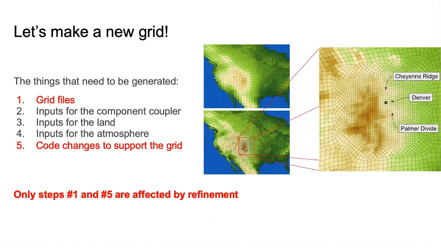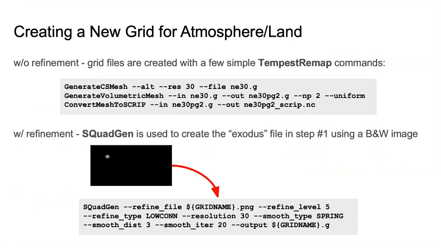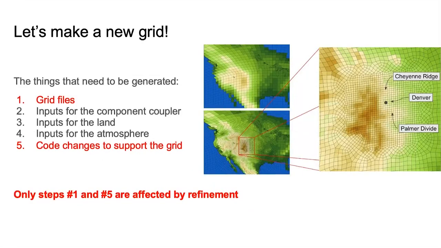I'm just going to walk through the process of how you make a new grid and how that process is modified if you want to do refinement. So there's basically five steps of things you have to create, and in red are the ones that are slightly changed when you want to refine the grid. So first you have to create the grid. Obviously that has to be different for refinement. But then you need inputs for the component coupler, inputs for the land model, inputs for the atmosphere model, and then finally some code changes to support that new grid. And I made this example centered on Denver just for fun.